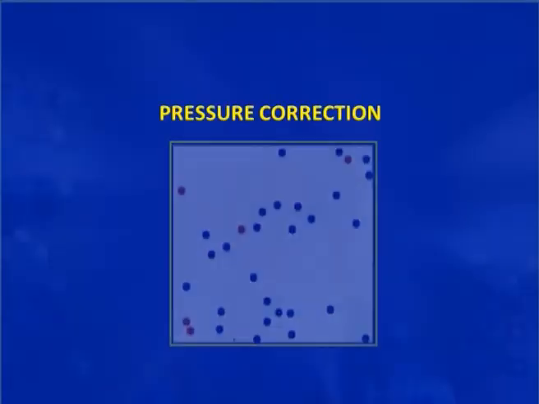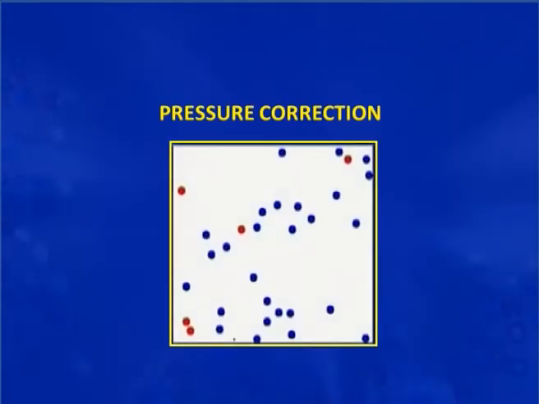Now, let us do the pressure correction. Consider a gas molecule in this container. It is surrounded uniformly by other gas molecules from all possible directions. Hence, there is no resultant attractive force on this molecule.